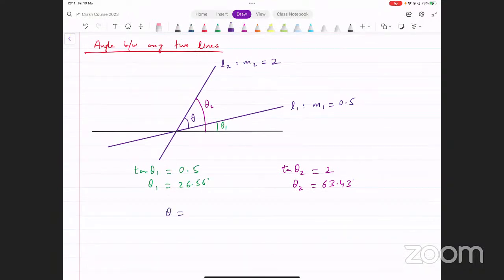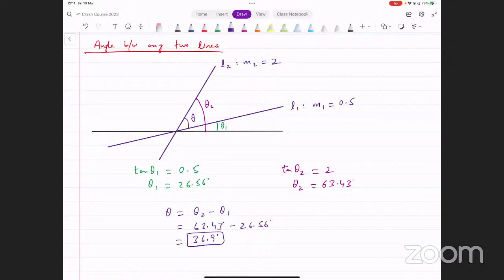Theta equals theta 2 minus theta 1. That's 63.43 minus 26.56. That will give you the result. This turns out to be 36.9 degrees. And that's the angle between these two lines. All right. So that's how you can use that earlier formula, tan theta equals gradient, to find the angle between two lines. You find the individual angles with the x-axis, and then just find the difference.